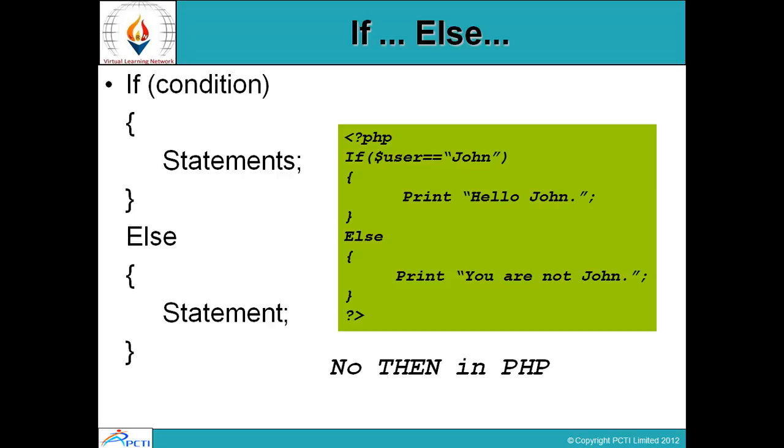Right? Suppose I am taking another small example. I am writing a script. Here use the angular bracket, question mark, PHP, and write this code. If, round bracket start, dollar user is equal to John, then print Hello John, else print You are not John, and question mark, angular bracket close. Right? So in this way you can write any small script in PHP.